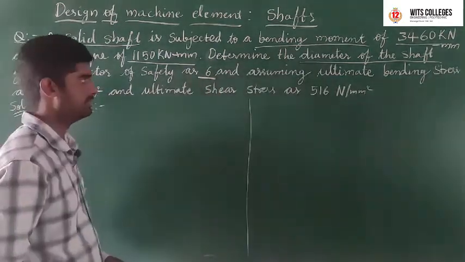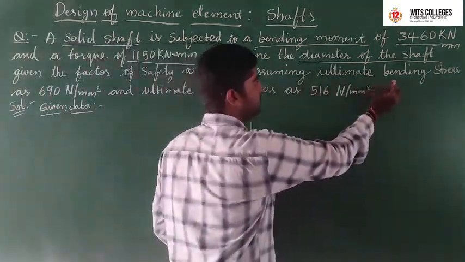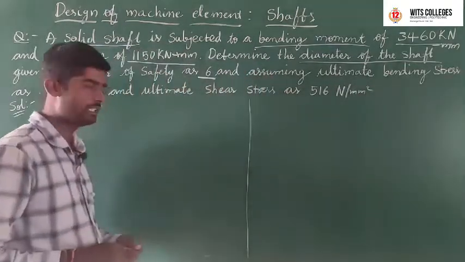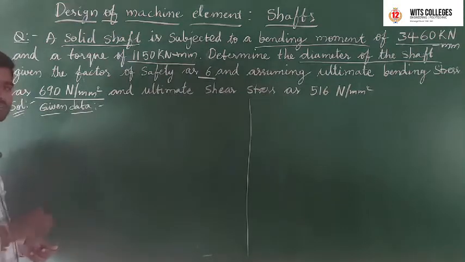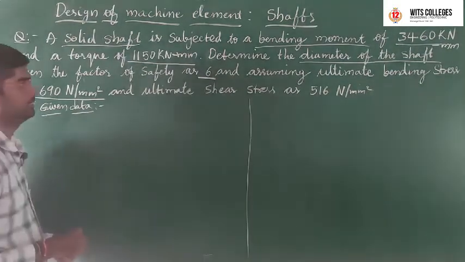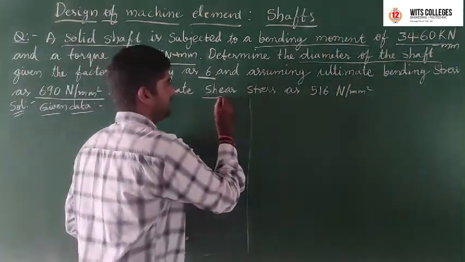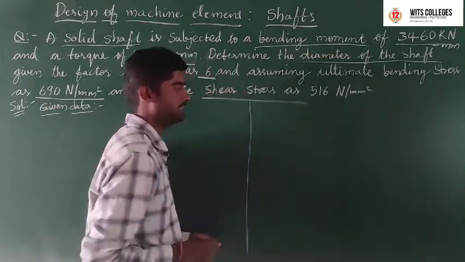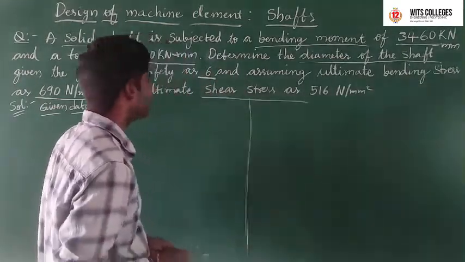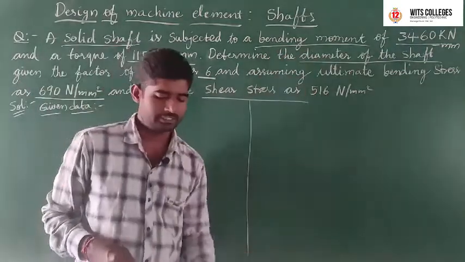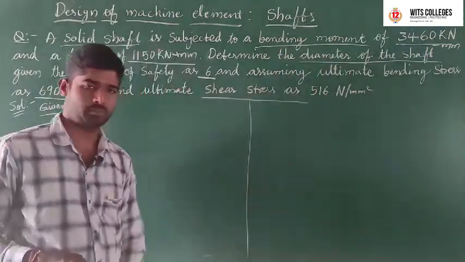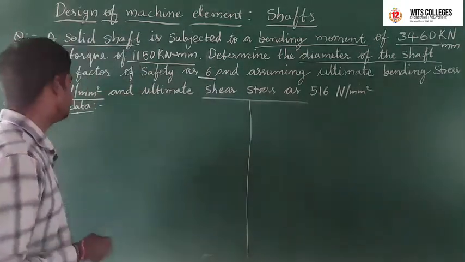Assuming ultimate bending stress as 690 Newton per mm square, and ultimate shear stress 516 Newton per mm square. How to design shafts using bending moment? In this bending, already we know the bending moment. Okay, coming to the given data.